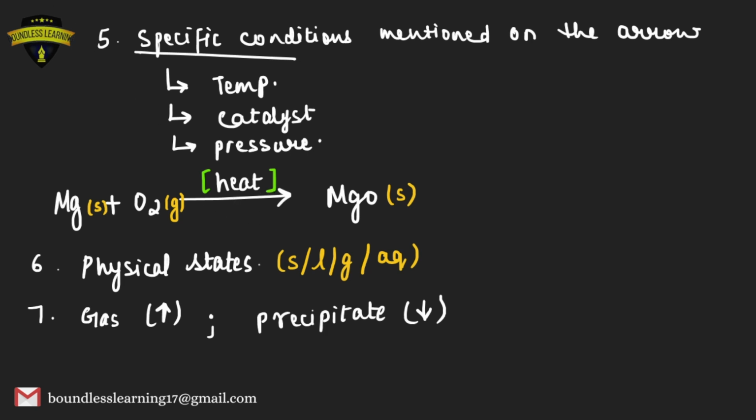Now, instead of heat here, I can also put a triangle. This triangle also means heat. Triangle is the symbol for heat. So you can either write heat or you can put a triangular arrow. Now, the last rule is for gas. In front of gas, we put an upward arrow, and when a precipitate is formed on the product side, we put a downward arrow. These were all the rules.